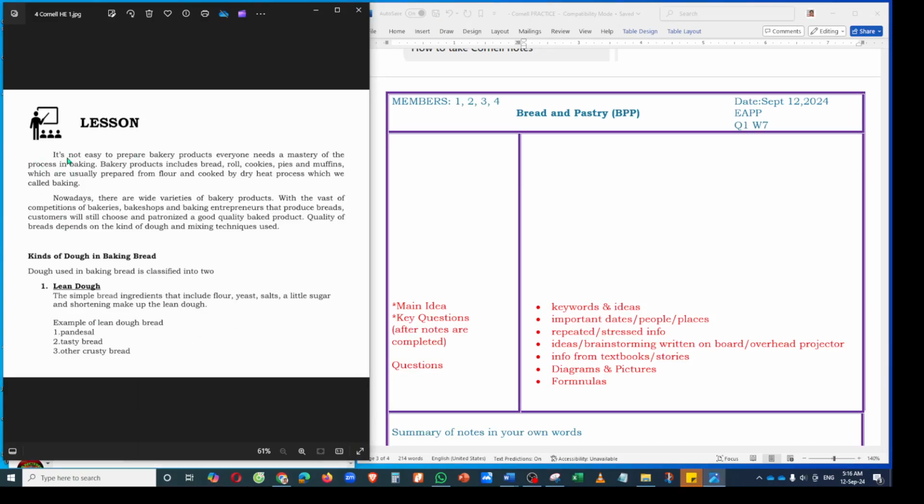It says it's not easy to prepare products. Everyone needs mastery of the process in baking. Bakery products include bread, roll, cookies, pies, muffins, which are usually prepared from flour and cooked by dry heat process, which we call baking. Now, in this particular paragraph, not everything should be written.